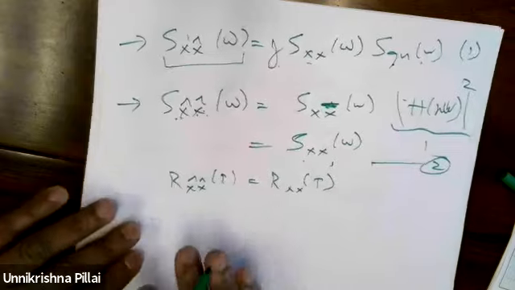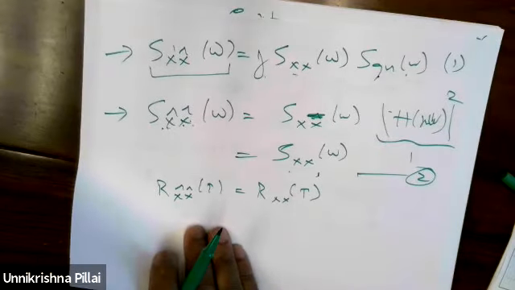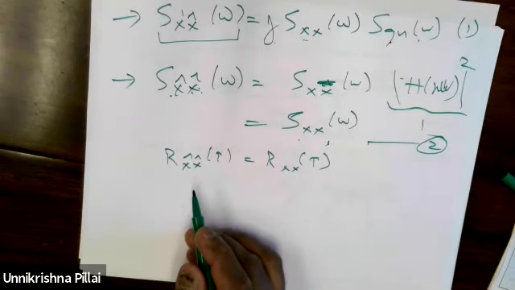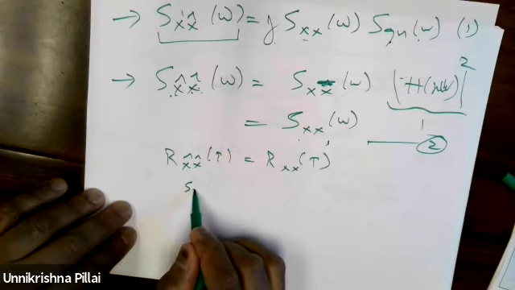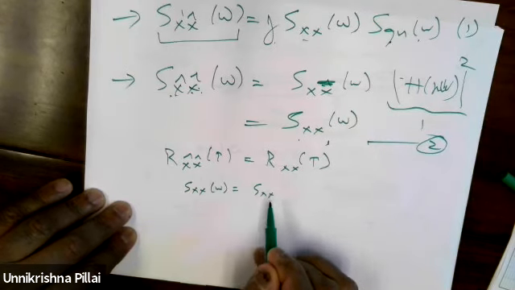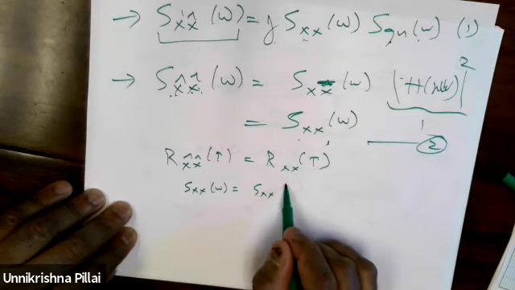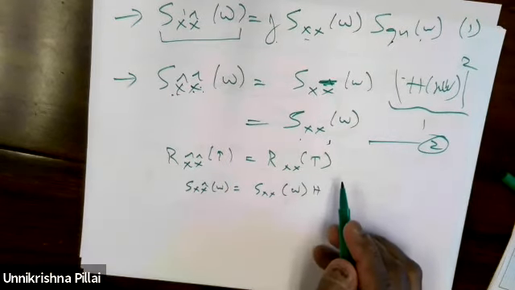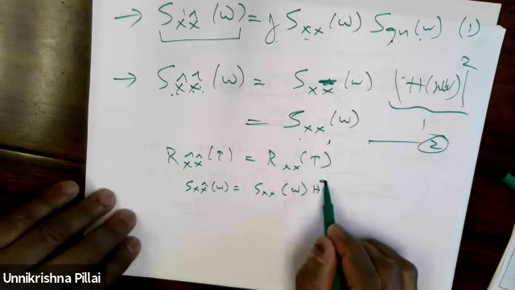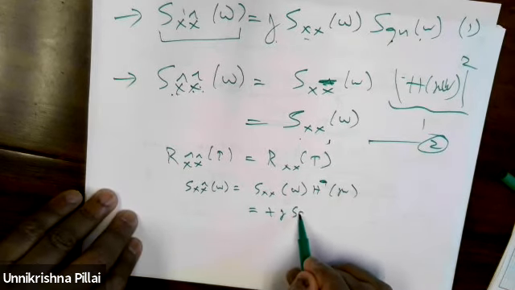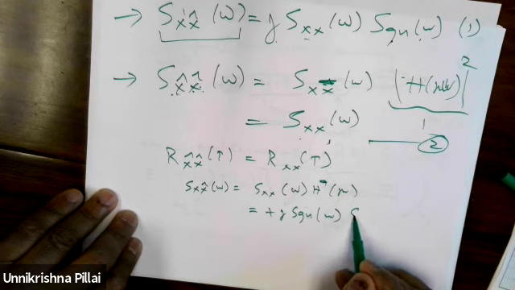And you also have some other properties. So what did we prove? We had S_X hat(omega) is S_XX(omega) multiplied by H star(j omega). So that turns out to be j sign(omega) S_XX(omega).